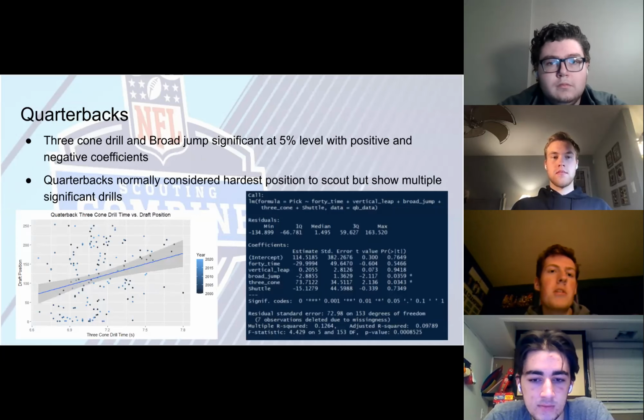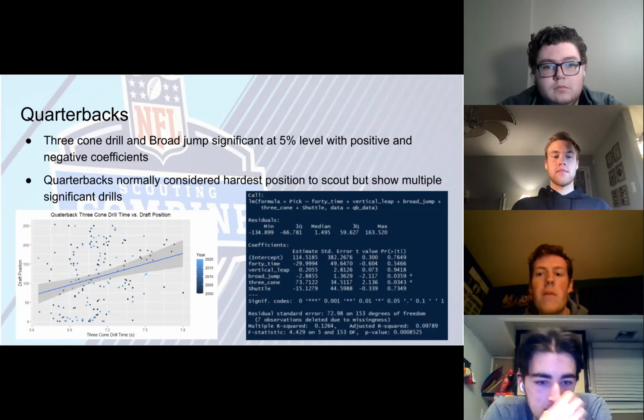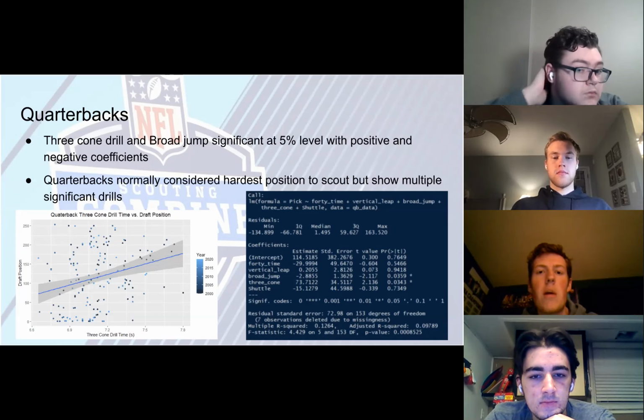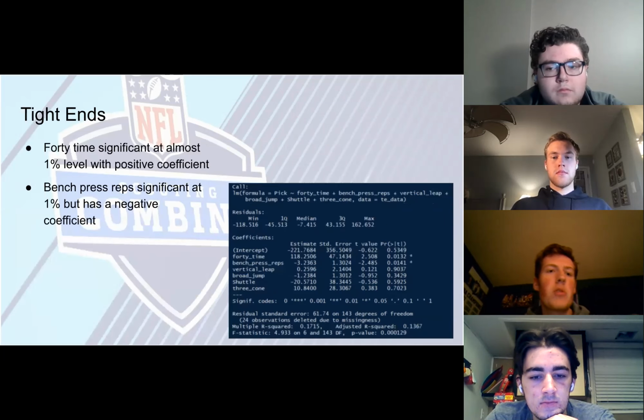All right, so the next position we looked at was quarterbacks. And initially I was actually thinking that nothing would be significant because it's most commonly noted that quarterbacks are considered the hardest position to scout and find success in. But we ended up having two stats both being significant in the model, and those being broad jump and 3-cone shuffle. Broad jump, however, had a negatively significant outcome, and the 3-cone drill was positively significant. But we obviously had to take out bench press when doing this model since quarterbacks don't compete in that in the combine.